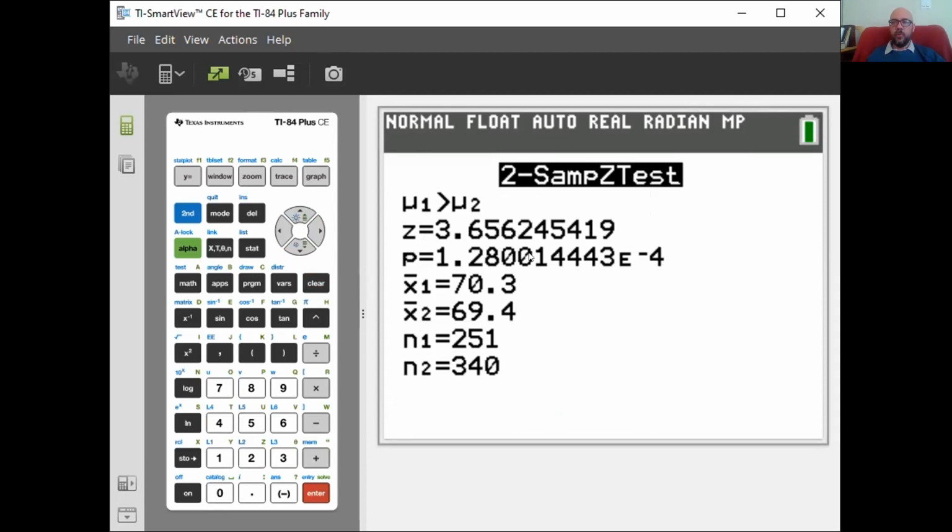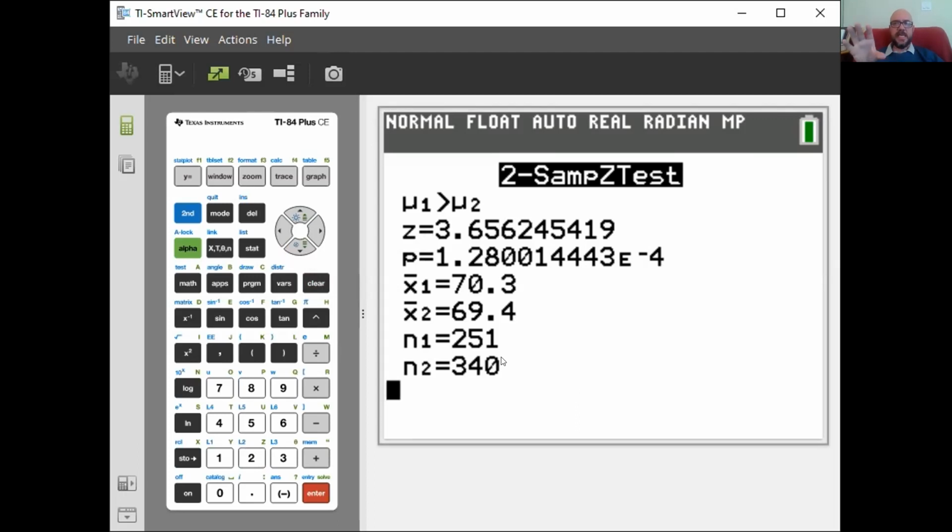Yeah, there you go. So this is the sort of thing that I'm going to want you to be able to do on test 3. I'm not going to ask you to draw the sampling distribution and shade it in this case. There's really not much reason to. I'm going to trust that you guys know how to do a basic hypothesis test and can interpret this screen.